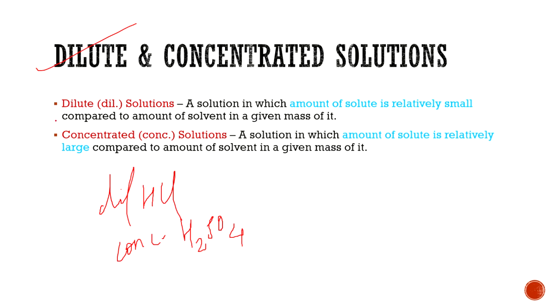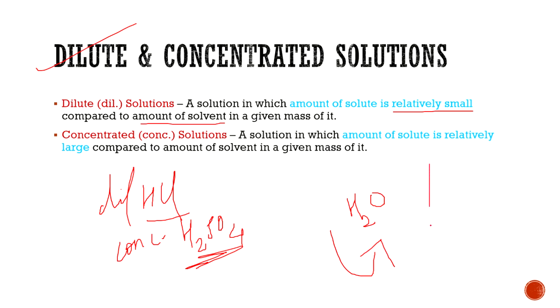So a dilute solution is a solution. For example, let me take hydrogen chloride or sulfuric acid. If you take the hydrogen chloride, the amount of solute must be relatively very small when you compare with the amount of solvent. What is the solvent? If you take water, the amount of salt is relatively small when you compare to water, then that solution is said to be a dilute solution.